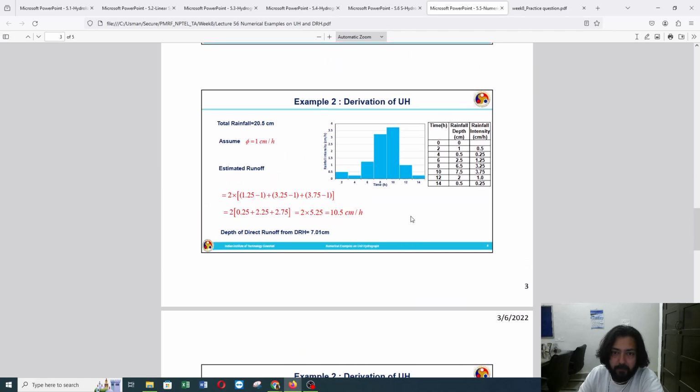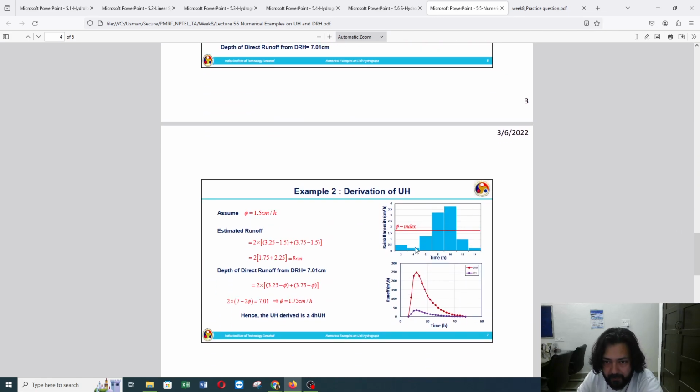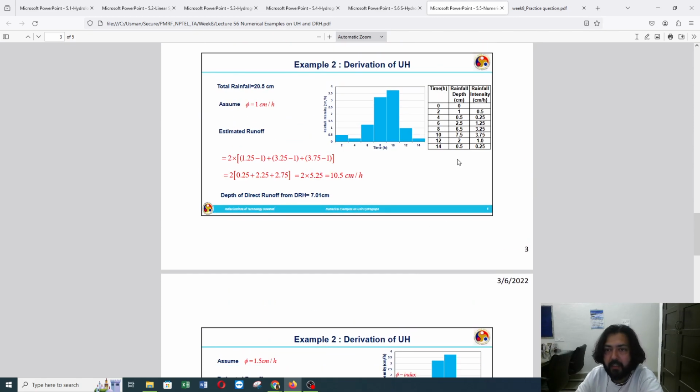How can we do that? Here in the figure, in the rainfall hydrograph, the value of phi index is 1.75. So if the value of phi index is 1.75, only those rainfall intensities will be taken whose value is greater than 1.75. How many rainfall intensity values are greater than 1.75? There are only 2 values, that is 3.25 and 3.75. So only these 2 pulses will be active, that is of time duration of 8 hours and 10 hours.